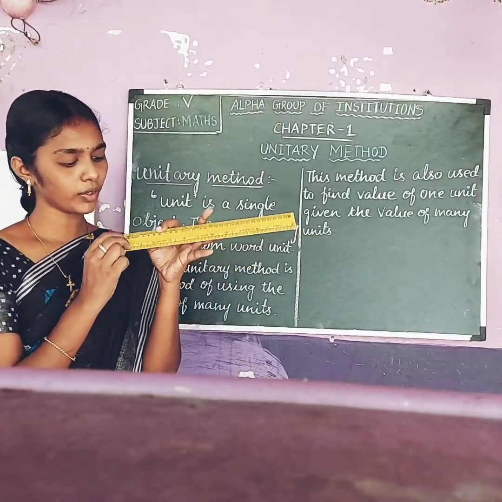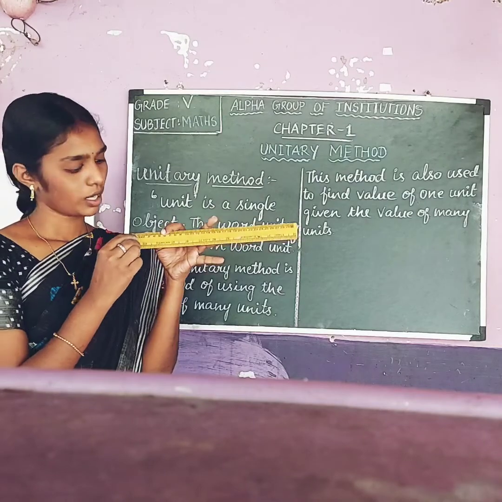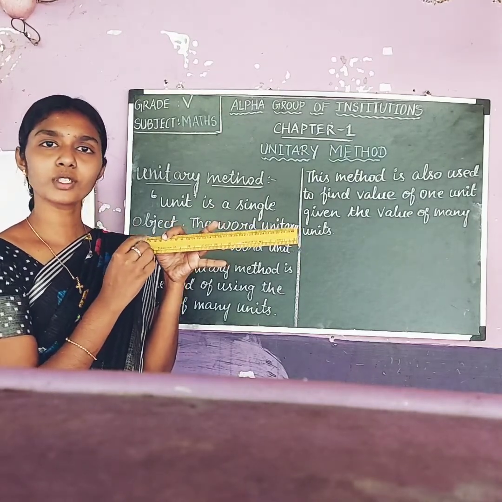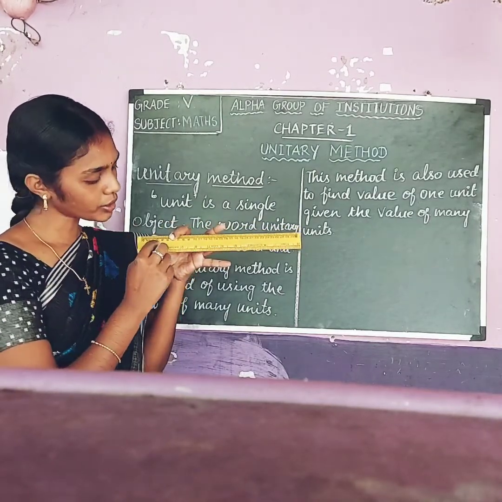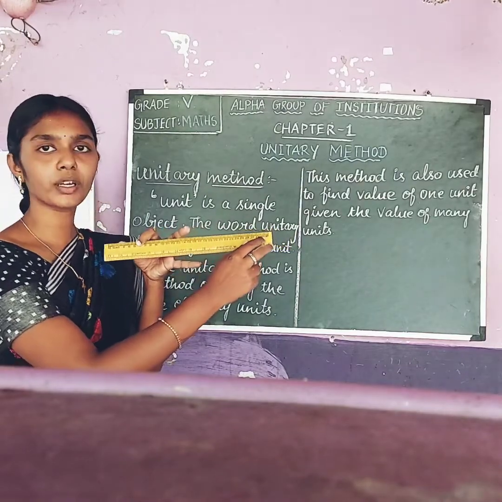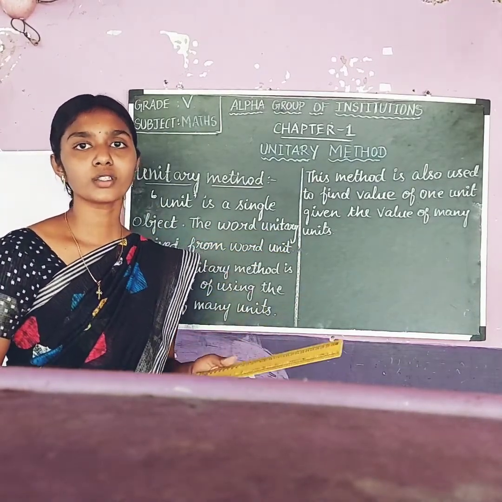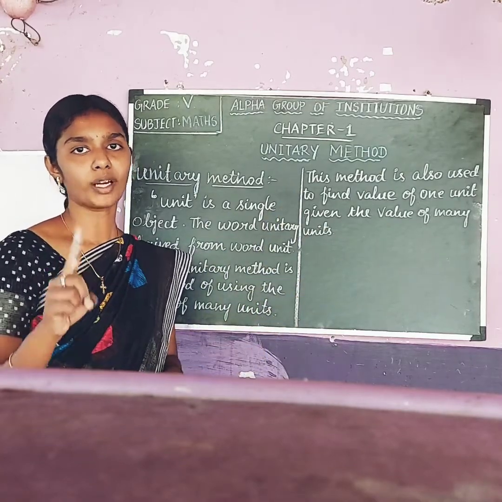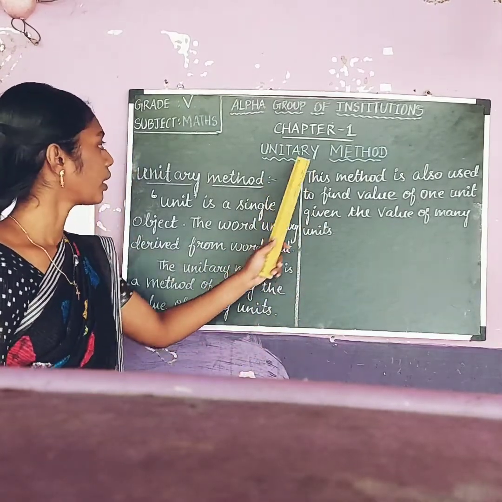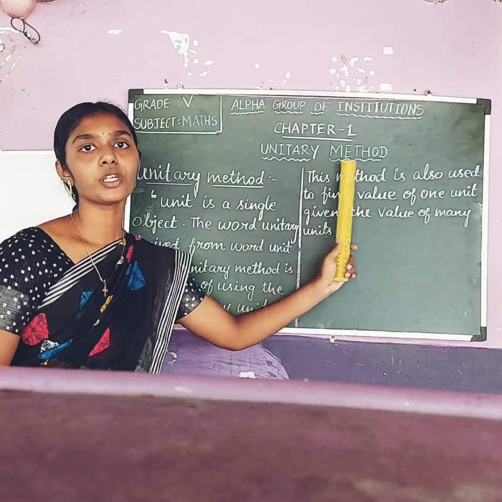See, the difference between 0 to 1 is 1. And here, 1 to 2. What is the difference? 2 minus 1 is 1. So the difference between all these values on the number line is also 1. So if any representation is 1, then that is known as a unit. Unit means 1. Okay. So here we are going to see about the unitary method.